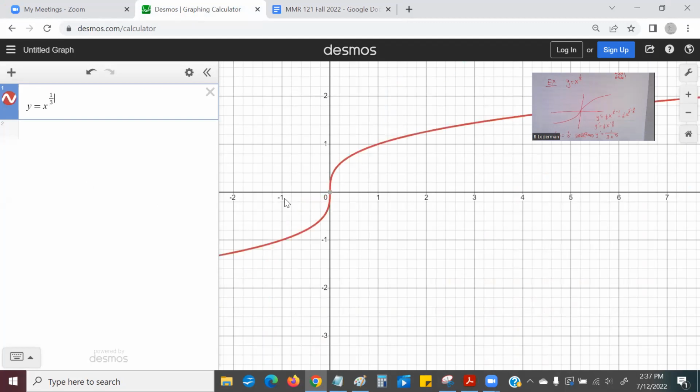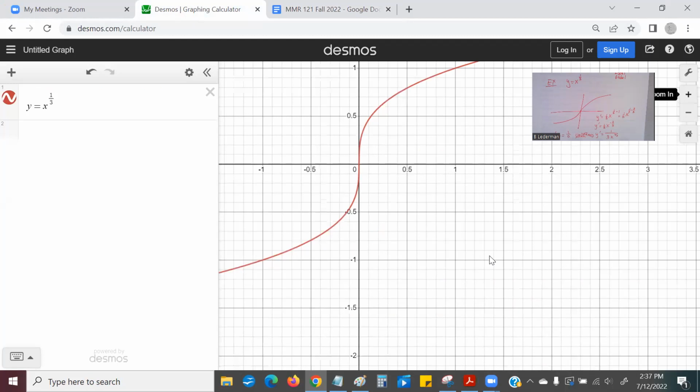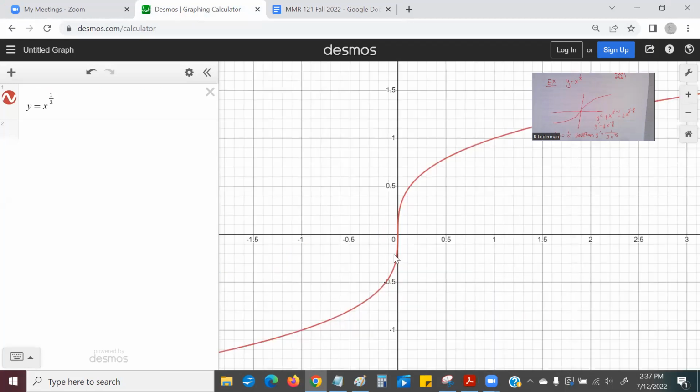For y equals x to the 1/3 power, if you look at this more carefully, if you notice, the slope at 0 is like a straight vertical line, and a straight vertical line is an undefined slope. And that's really what's happening here. Well, that's the example I want to show you.